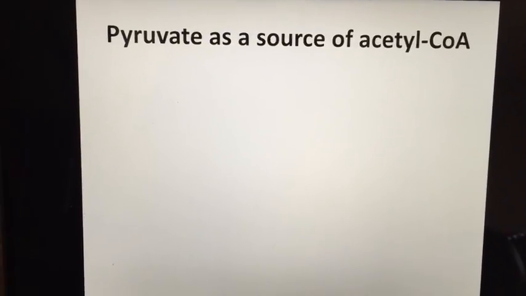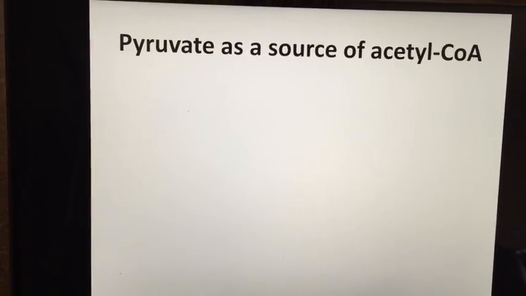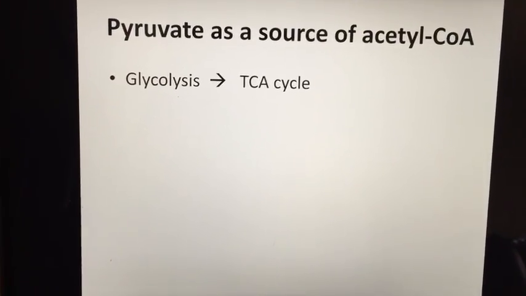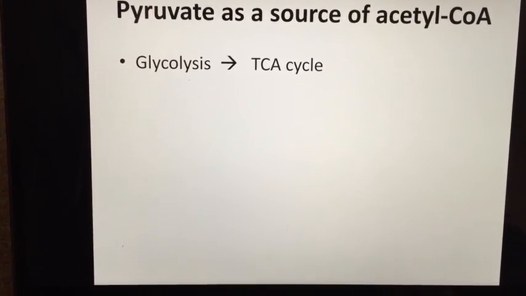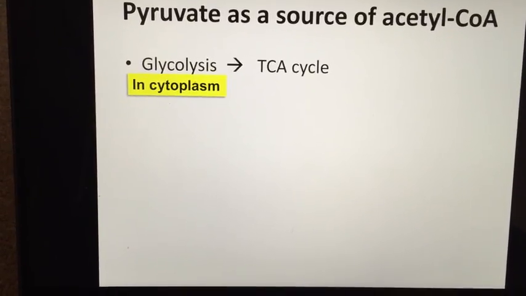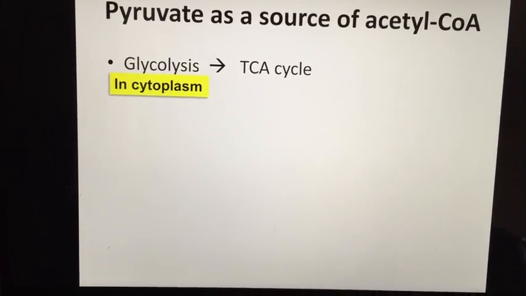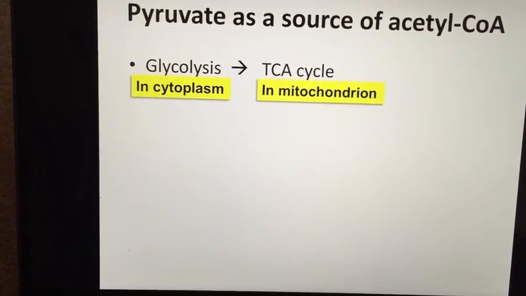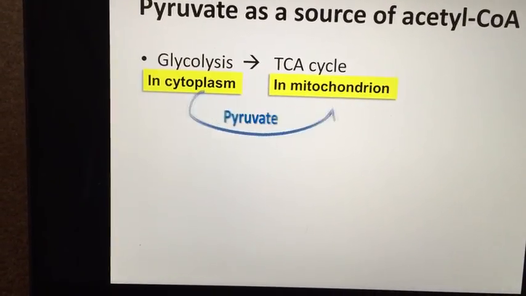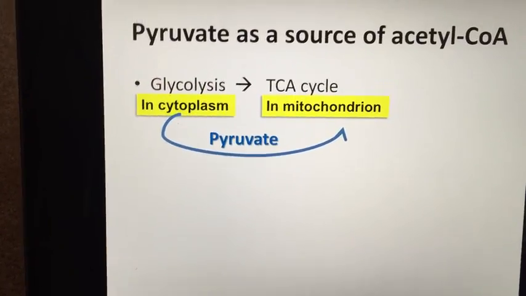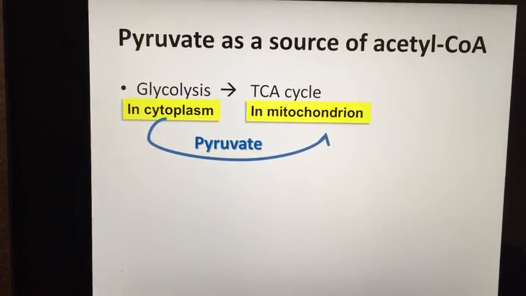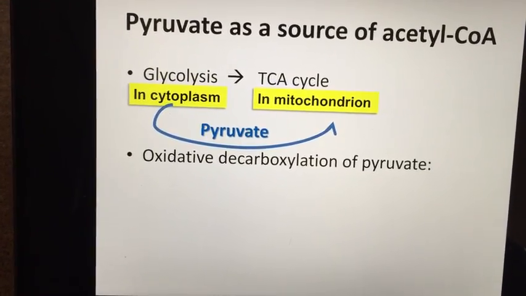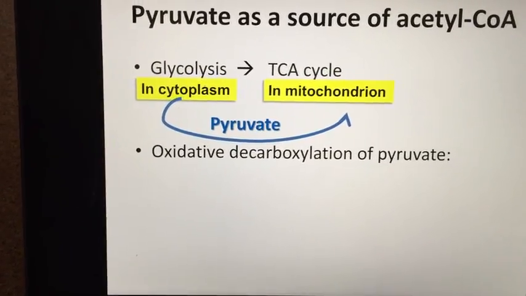Okay, so how then, we've said pyruvate needs to get from the cytoplasm to the mitochondrion in order for the citric acid cycle to occur. So glycolysis occurs in the cytoplasm and the citric acid cycle occurs in the mitochondrion. Now, pyruvate itself cannot go directly into the mitochondrion, and it has to first be converted into acetyl-CoA. And this happens via the oxidative decarboxylation of pyruvate.